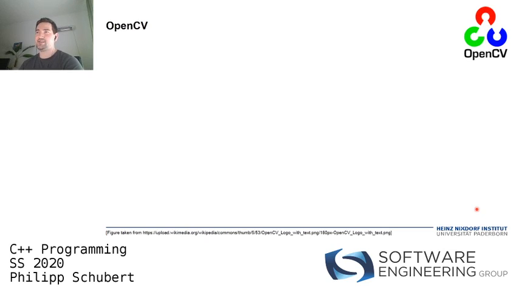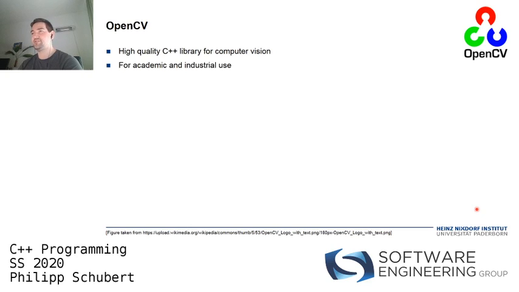What else is left? We also have OpenCV, which is an open C++ library for computer vision. So CV for computer vision. In German, it is Bildverarbeitung. So it's a high quality C++ library for computer vision. It's being used in academia, but also it's heavily used in industry. So it's of really good quality. It's also implemented as efficiently as possible. It allows for real-time applications as well.